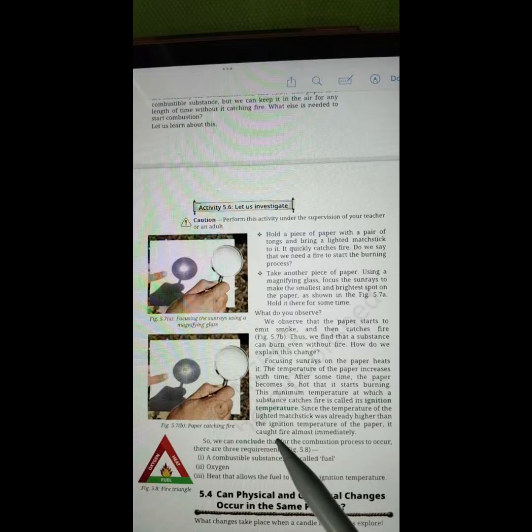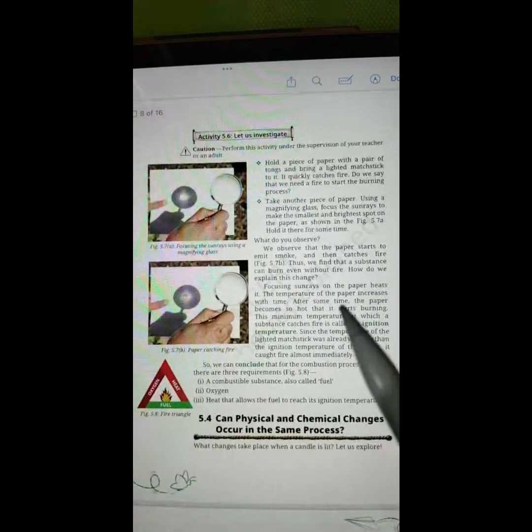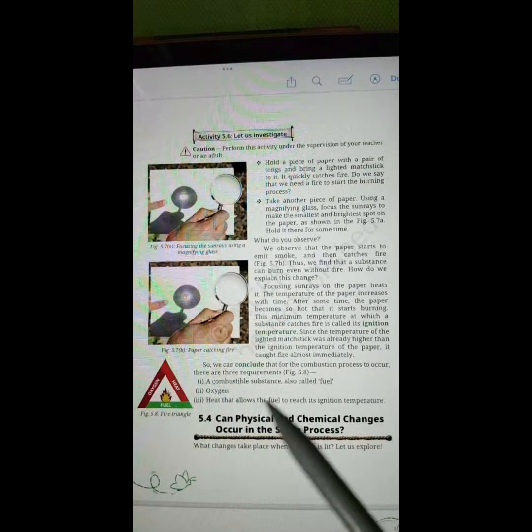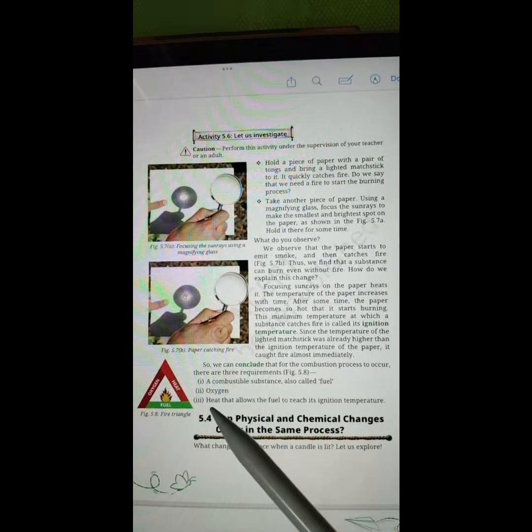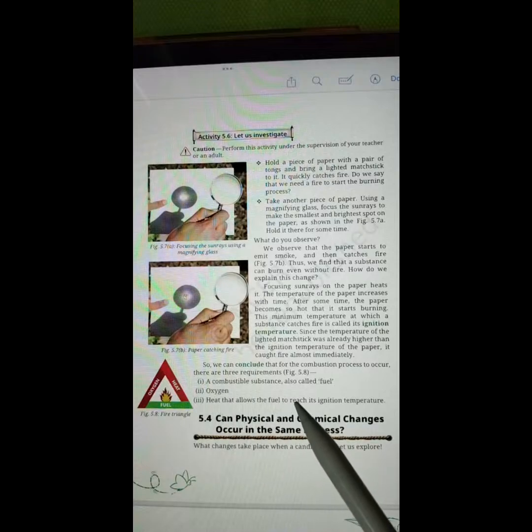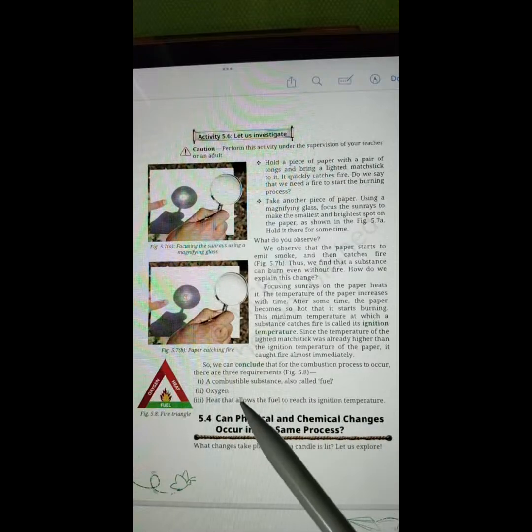Since the temperature of the lighted matchstick was already higher than the ignition temperature of the paper, it caught fire almost immediately. So we can conclude that for the combustion process to occur, there are three requirements. A combustible substance, also called fuel, is required, oxygen is required, and heat that allows the fuel to reach its ignition point or ignition temperature is also required.